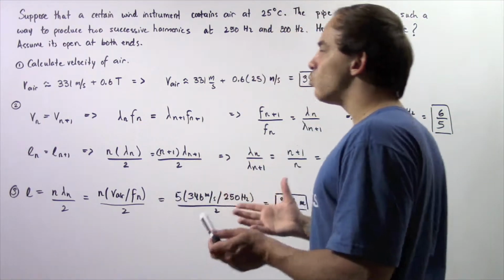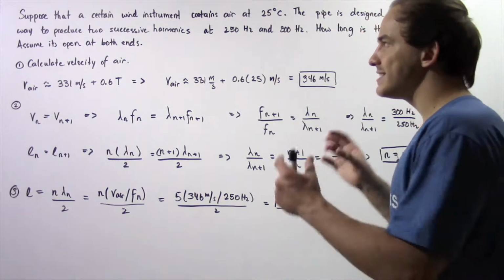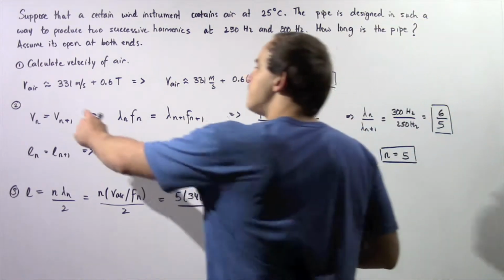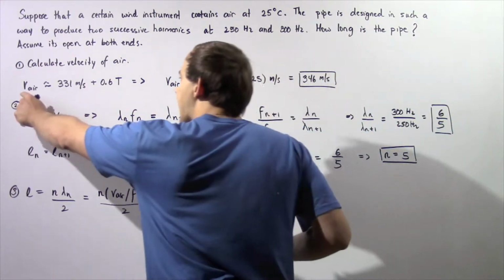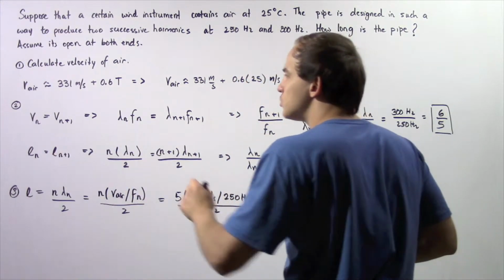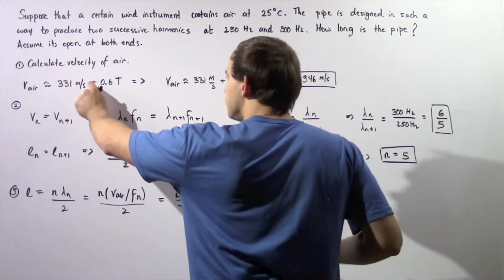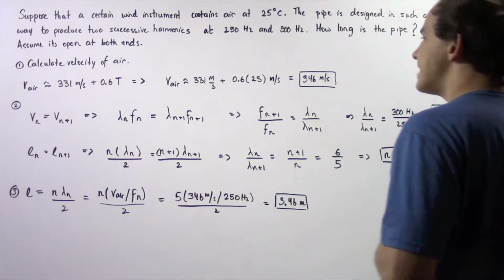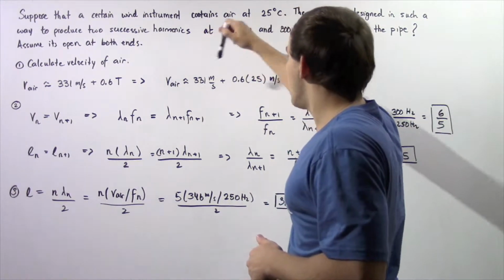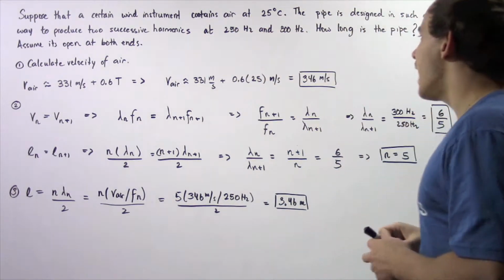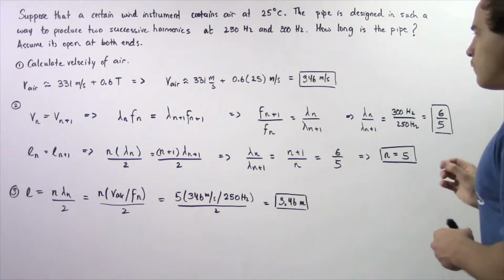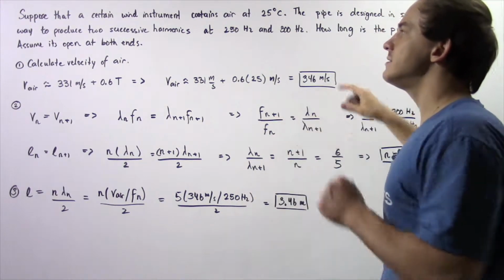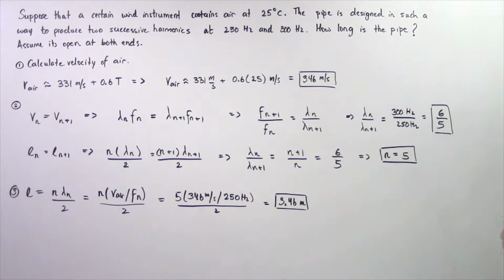We want to calculate what the velocity of the standing wave is inside our pipe, inside our wind instrument, and we must use the following equation. The velocity of air is approximately equal to 331 meters per second plus 0.6 T, where T is the temperature of the air given in Celsius. So we have 331 plus 0.6 times 25, and that gives us 346 meters per second. This is the velocity of our standing wave inside the pipe that is open at both ends.